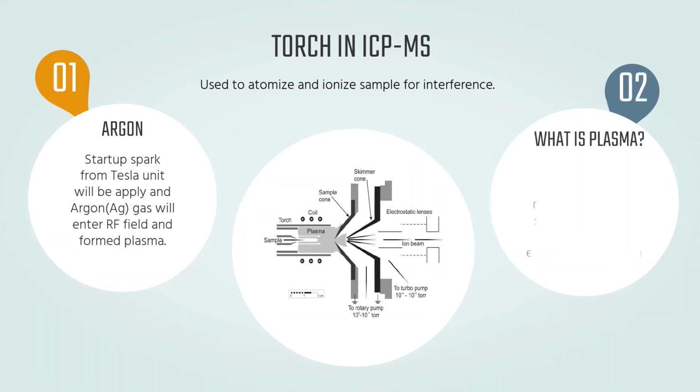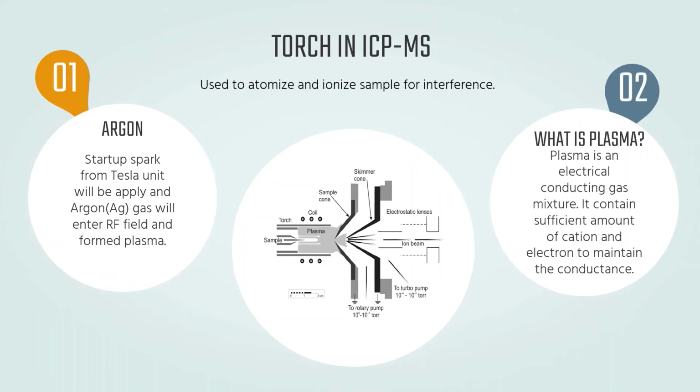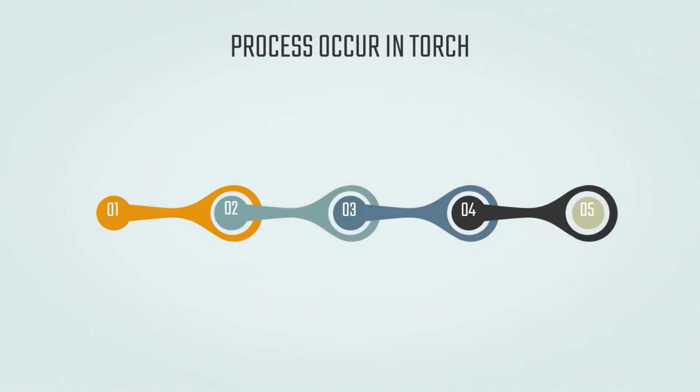So, what is plasma? Plasma is an electrically conducting gas mixture. It contains a sufficient amount of cations and electrons to maintain the conductance. This is the process that occurs in the torch.